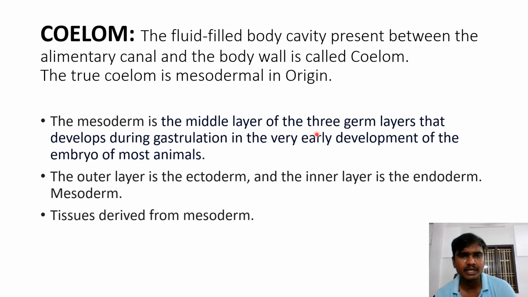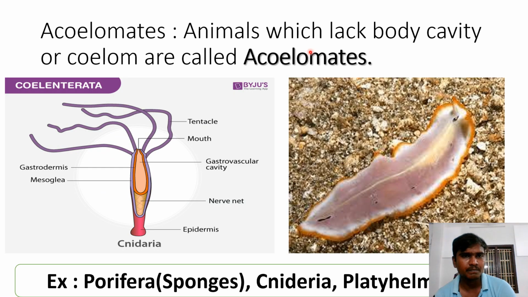So during the embryo development, this mesoderm layer is formed. This is the middle layer. The outer layer is the ectoderm, the inner layer is the endoderm, and the middle layer is the mesoderm. Tissues are derived from this mesoderm. So, coelom first. Acoelomates: animals which lack a body cavity or coelom are called acoelomates. Examples: Cnidaria and also Platyhelminthes. These two are examples of the acoelomates.